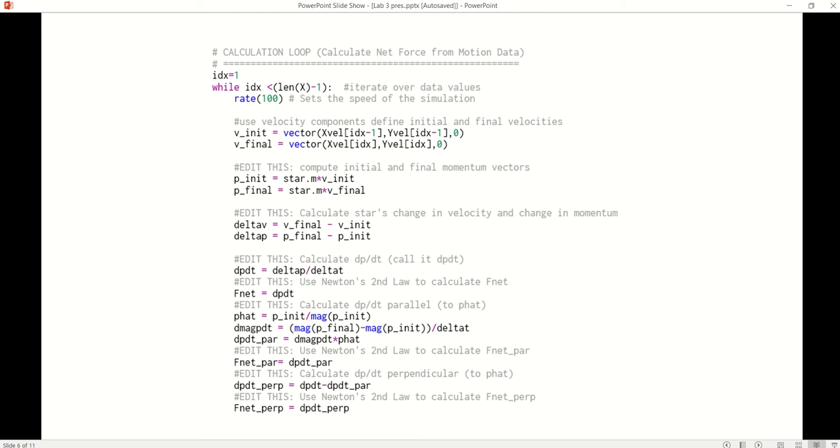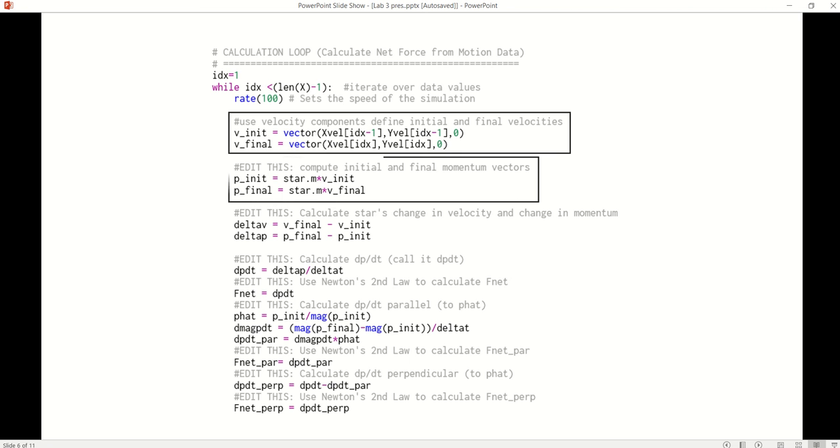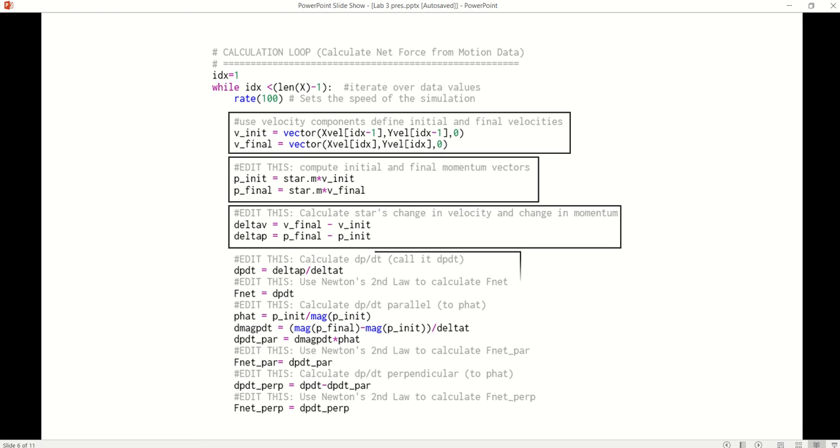The second while loop is used to calculate the net force from the motion data. The initial velocity and final velocity are defined here. These velocities are used to find the initial and final momentum by multiplying the star's mass by its velocity. From these first two equation sets, I'm able to find the change in velocity and the change in momentum. According to the momentum principle, dp/dt is equal to the change in momentum over the change in time, which is also equal to F net.